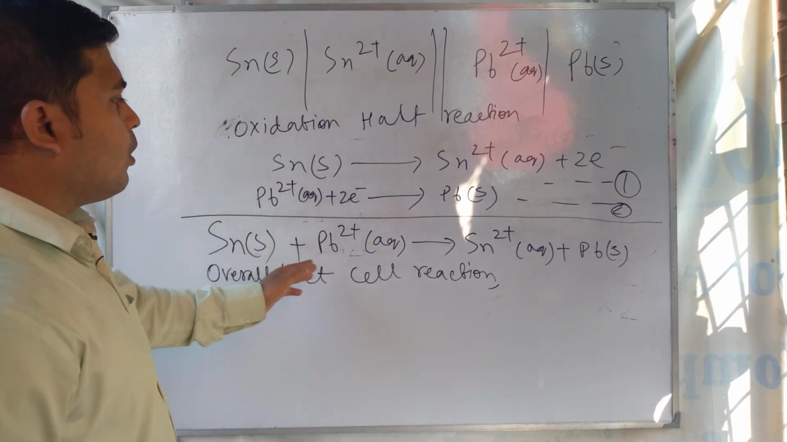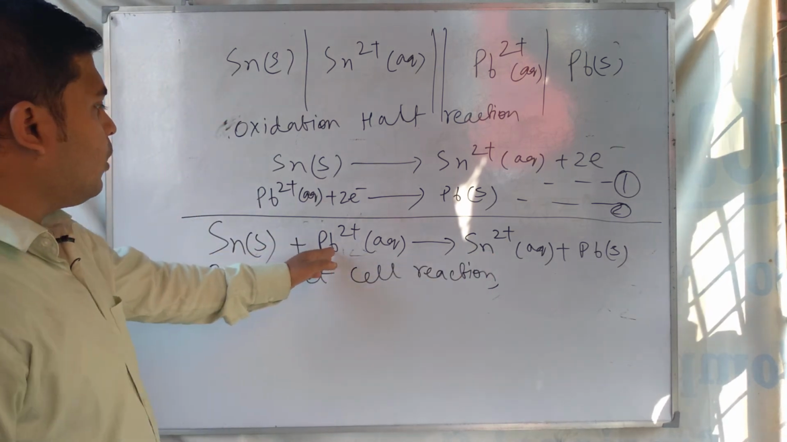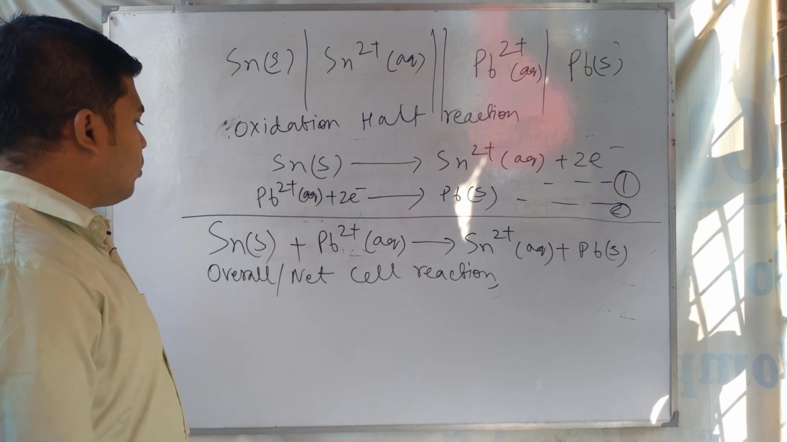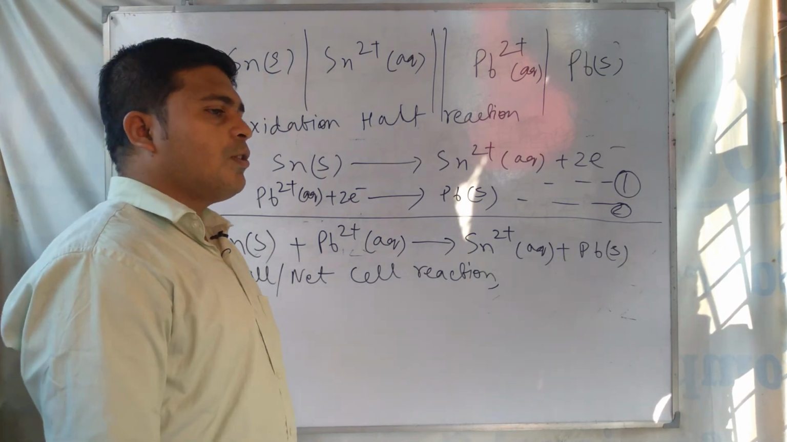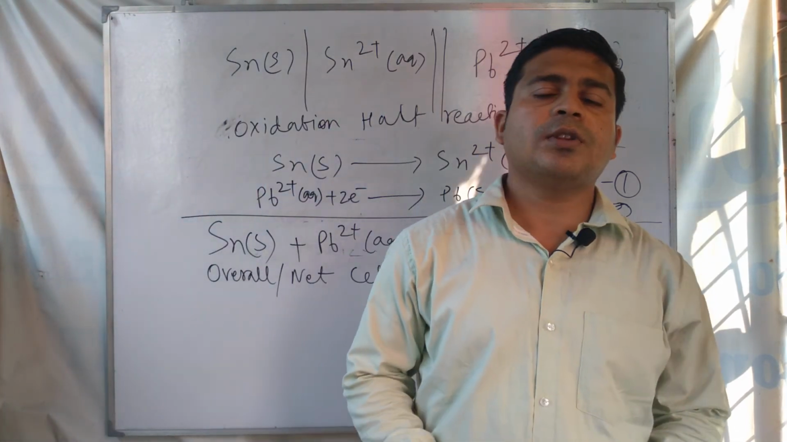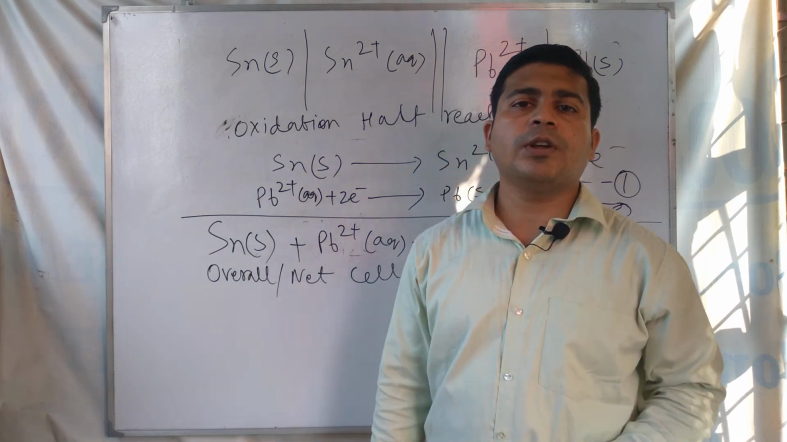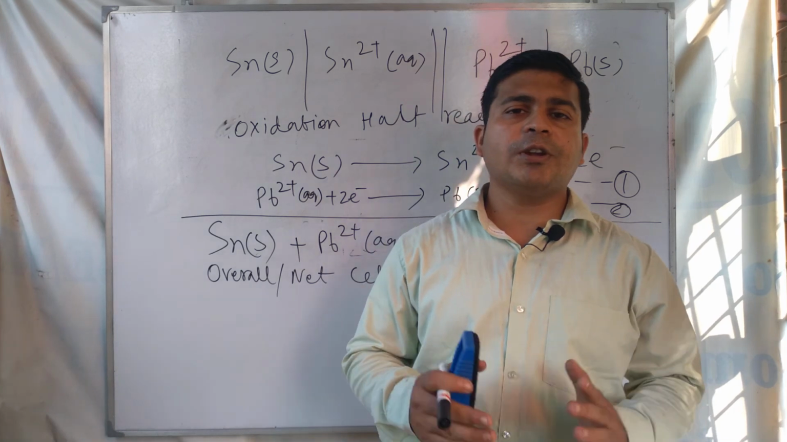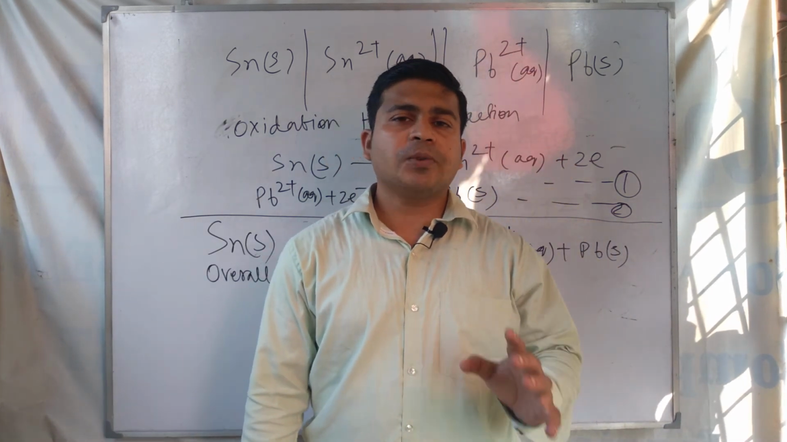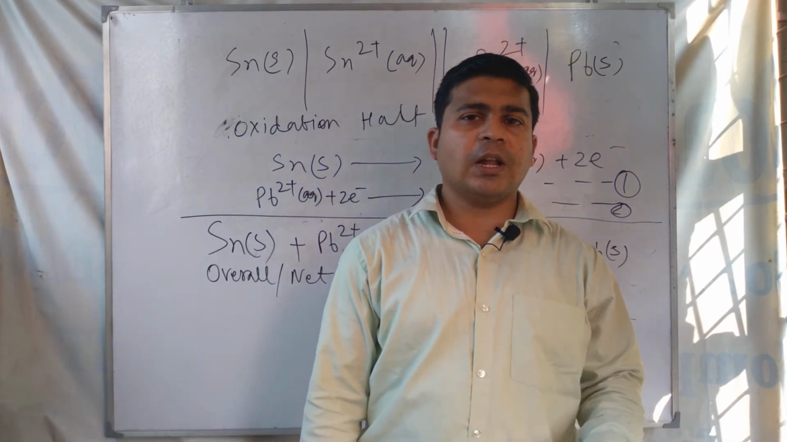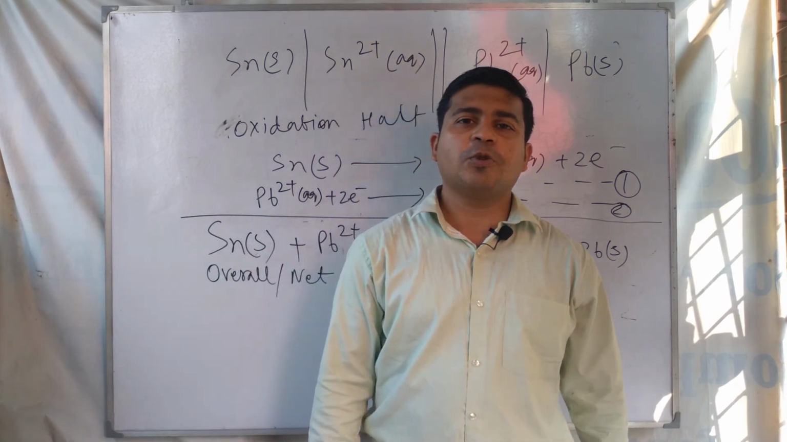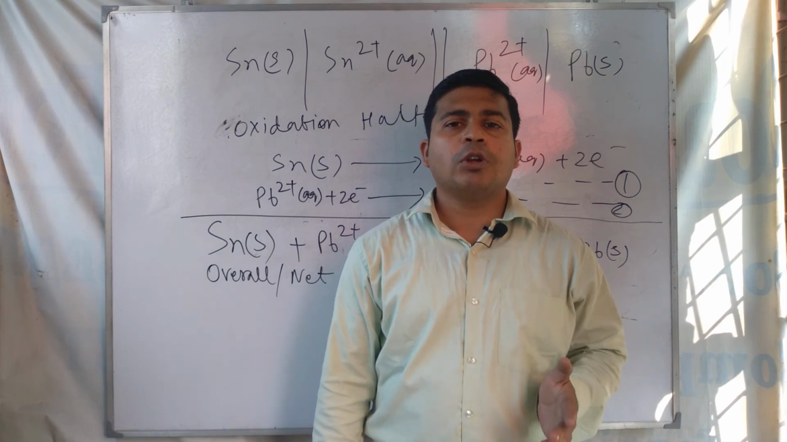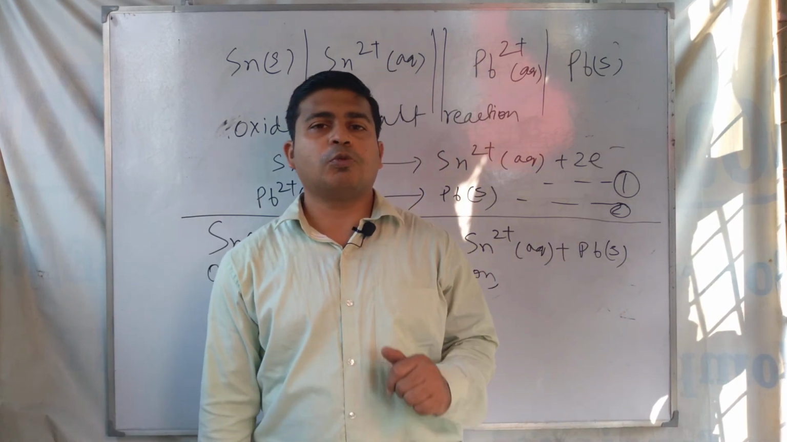Tin is oxidized here and lead 2 plus is reduced from lead 2 plus to lead. So in this way you can write the oxidation and reduction half reactions and the overall cell reactions of a galvanic cell. I think you understand this topic well. If you still have any question regarding how to write the half cell reaction and overall cell reaction of a galvanic cell, then you can ask me in the comment section below. I would like to answer your questions.